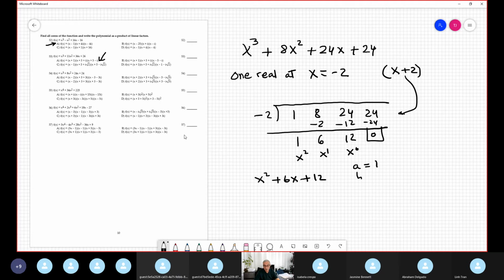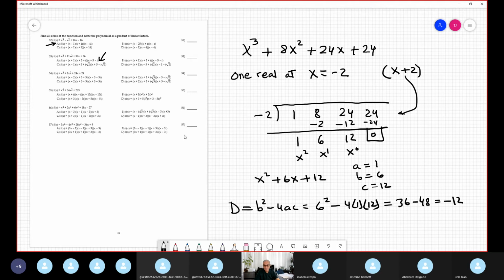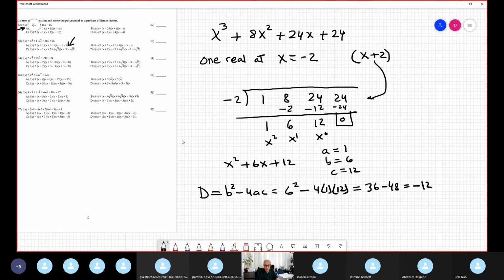a is 1, b is 6, and c is 12. Discriminant, b squared minus 4ac, is 6 squared minus 4 times 1 times 12. This is 36, and this is 48. And this is negative 12, no? Yeah. Okay, so negative confirms complex.